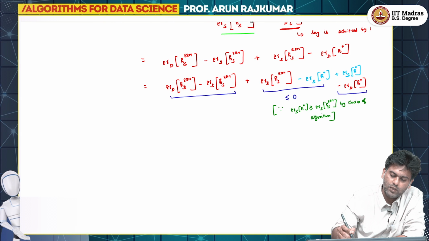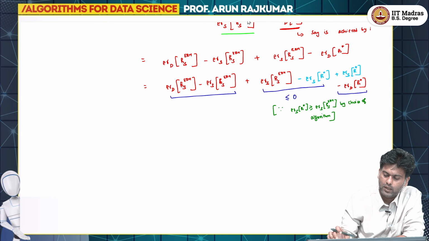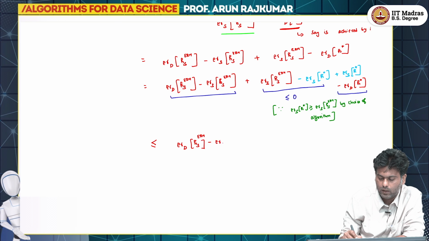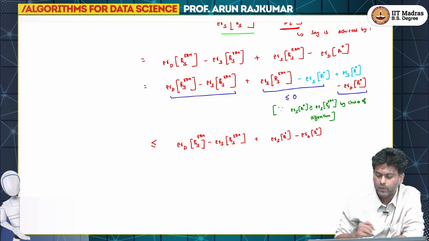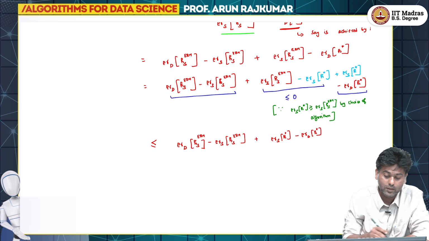In other words, I can ignore this second set of terms, and say that this whole thing is less than or equal to RD of H ERM minus RS of H ERM, plus RS of H star, the fourth and fifth terms here, minus RD of H star. So, what is less than or equal to?